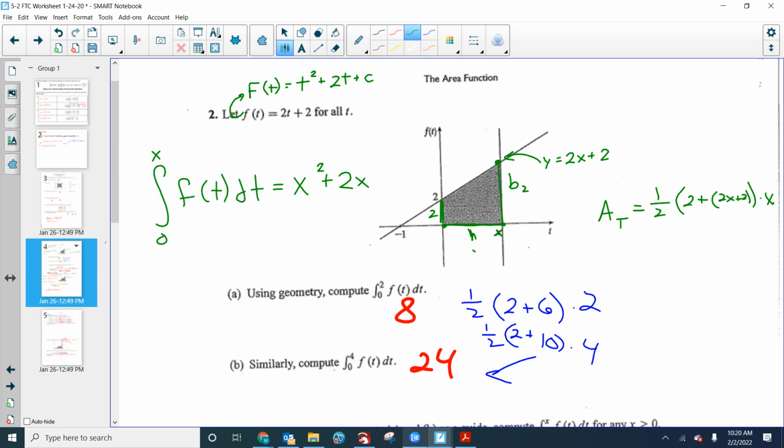Let's see if you really piece this together. The majority of you said yes, so I'm going to go ahead and challenge you. Why is that antiderivative a function of t and the area a function of x? It's the same function, like the same value, but one's a function of t, one's a function of x. Why?